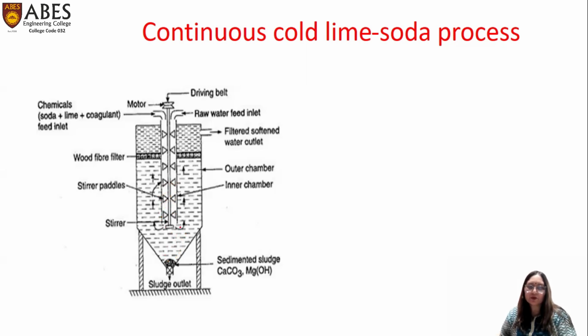The softened water goes upward in the outer chamber and this is the wood fiber filter for the filtration. This wood fiber filter ensures the complete removal of sludge. Filtered soft water finally comes out continuously through this outlet. That is the continuous cold lime soda process.